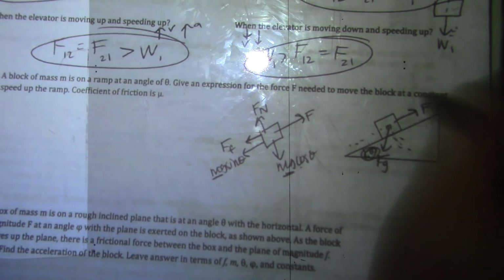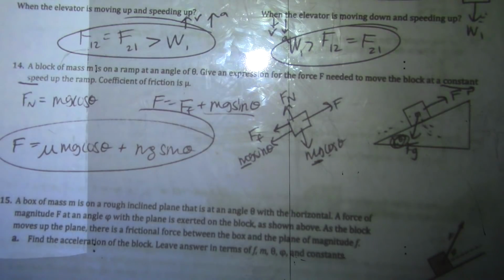And now it's at constant speed, which means these forces are equal, so Fn is equal to mg cosine. And F is equal to both of these, the force of friction plus mg sine. And then I just need to replace force of friction with mu Fn. Mu Fn, we just said, was mu mg cosine, plus this term, which was mg sine. So that's the applied force needed.